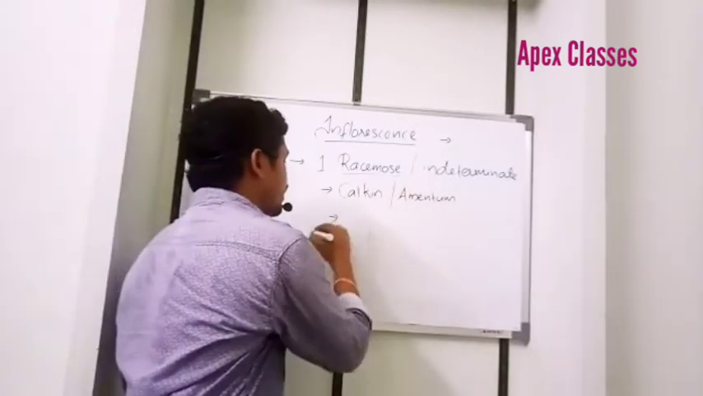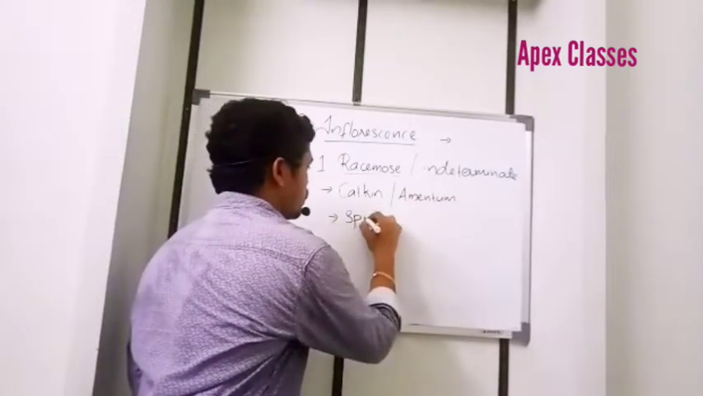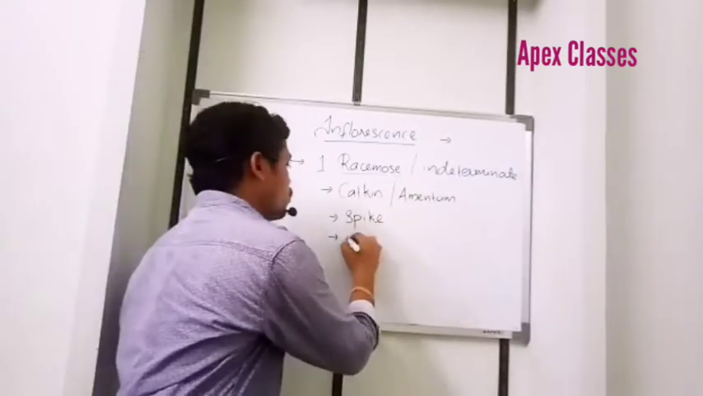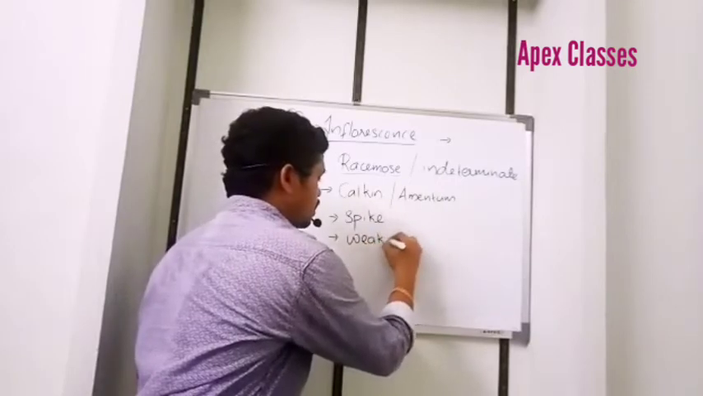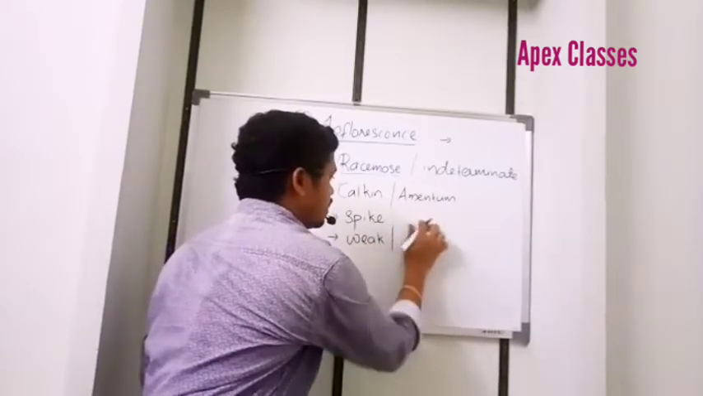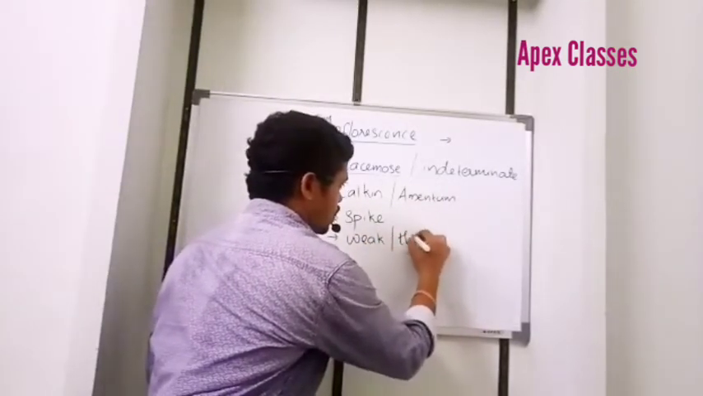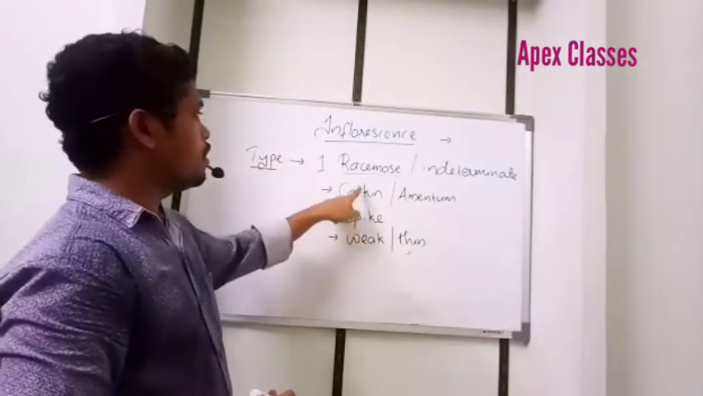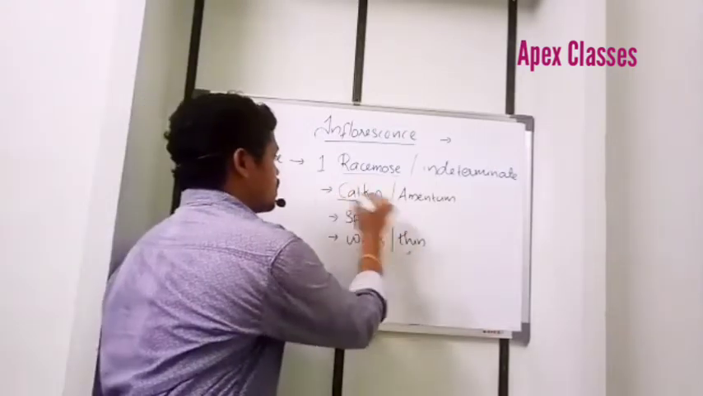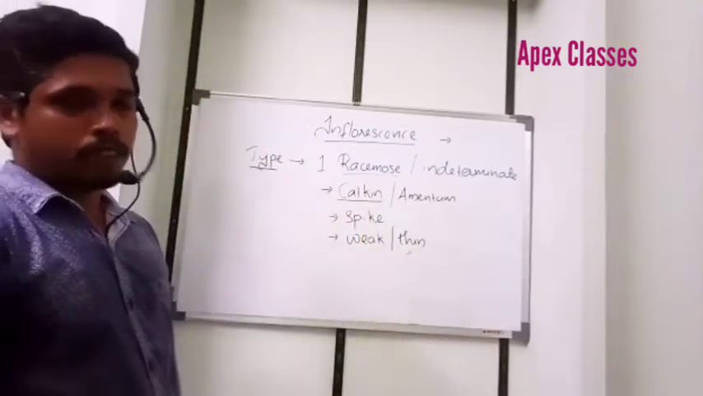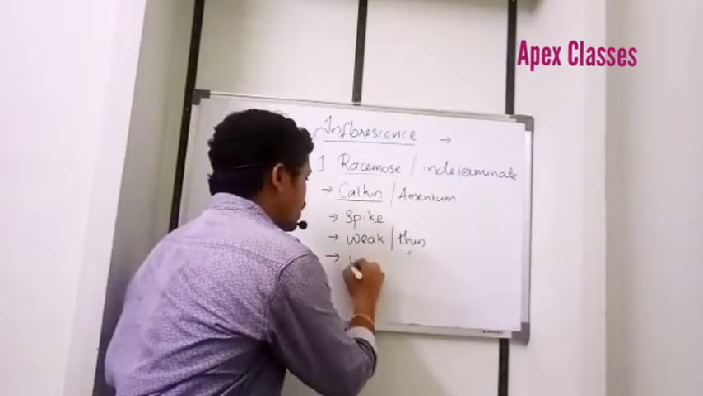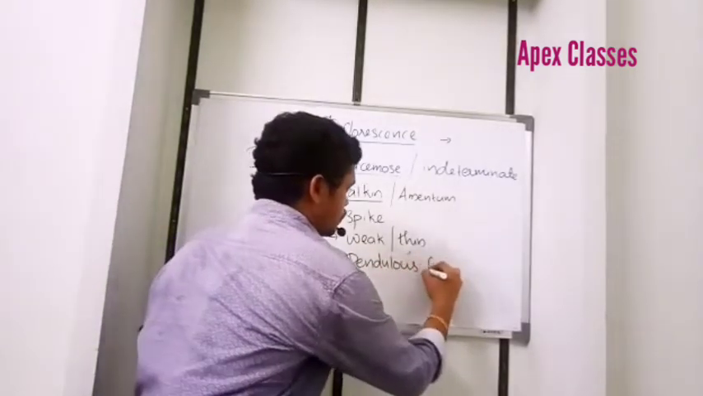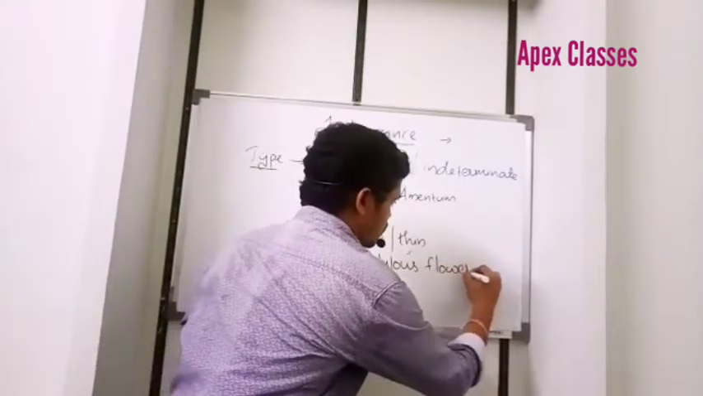It is also a type of spike inflorescence. Here the peduncle is weak and thin. A thin, weak peduncle is the character of catkin inflorescence. Here the flowers are pendulous.